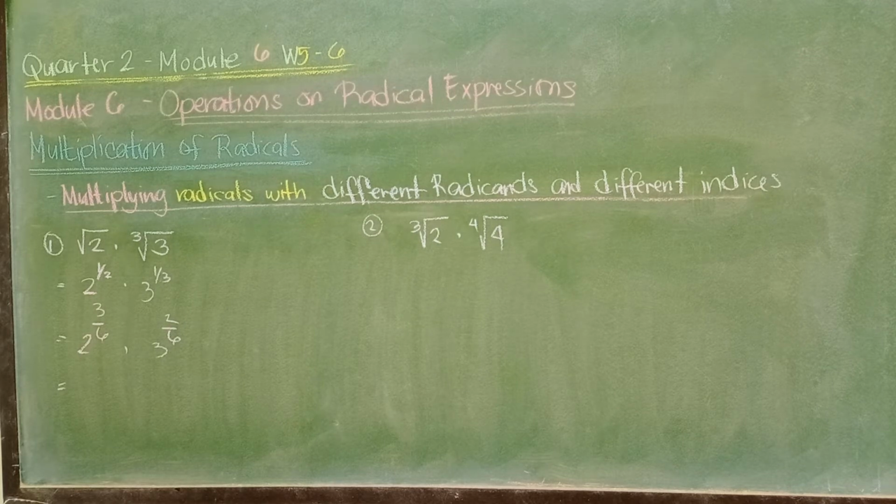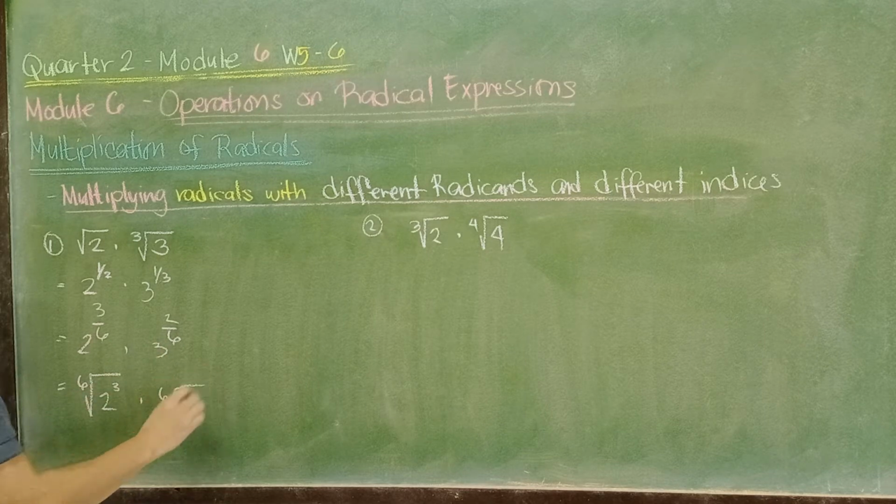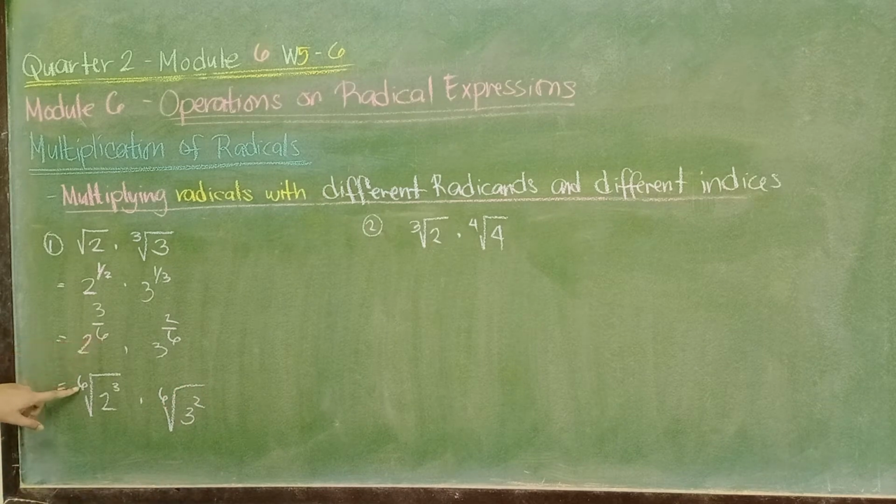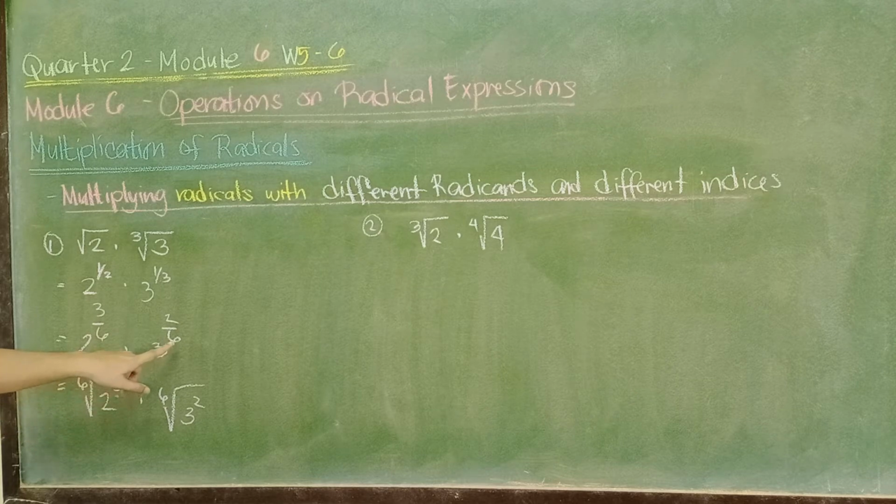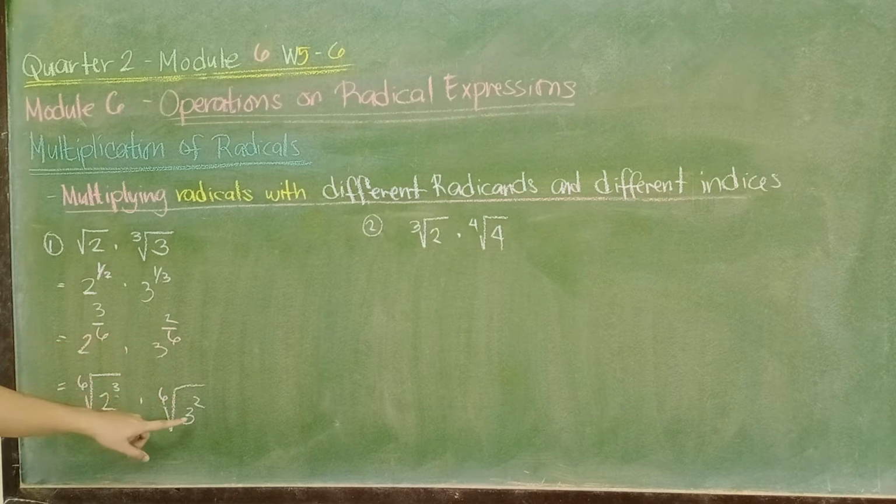So, yung 2 raised to 3/6, magiging 6. Yung index, 2 raised to 3 times 6, 3 raised to 2. So yung 6 siya yung magiging index, yung 3 siya yung magiging exponent ng 2 dito sa loob. Yung 6 siya yung magiging index, yung 2 siya yung magiging exponent ng 3 dito sa loob.